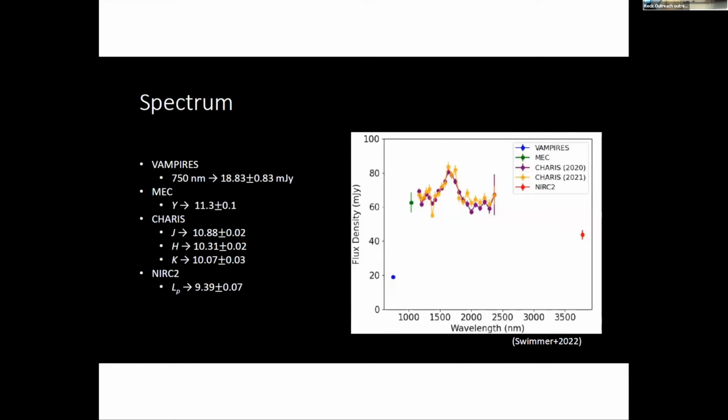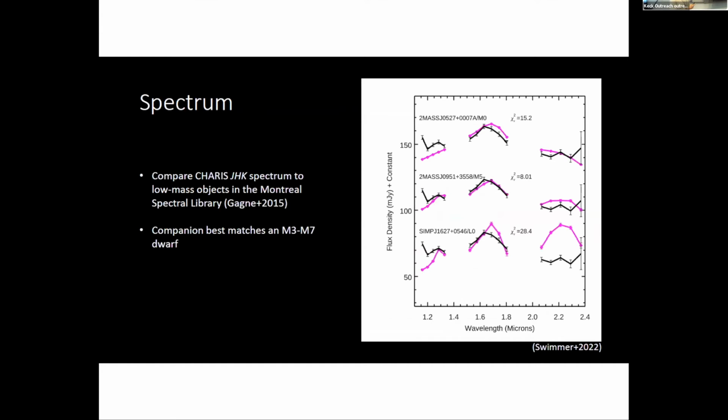So if we take a look at the spectrum here, you can see that it was observed twice by Keras, once by NIRC2 and VAMPIRES, and twice by MEC, although due to instrument constraints with that instrument, we were only able to get one photometry point. Although with all of these, we were able to get fairly precise photometry, which is fantastic because it allows us to compare our spectrum to those field stars from the Montreal Spectral Library.